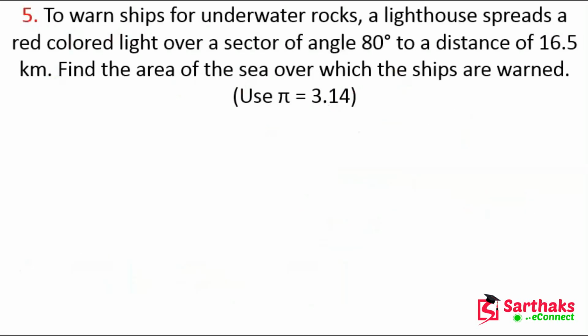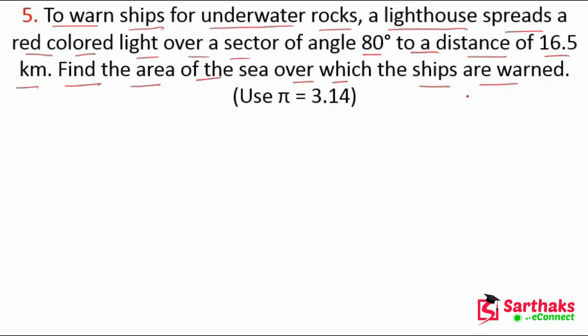So the next question is, to warn ships for underwater rocks, a lighthouse spreads a red colored light over a sector of angle 80 degree to a distance of 16.5 kilometer. Find the area of the sea over which the ships are warned. Now we have pi is 3.14. Okay. So now, my dear friends, let's solve this question.